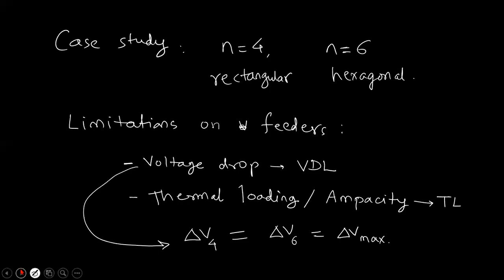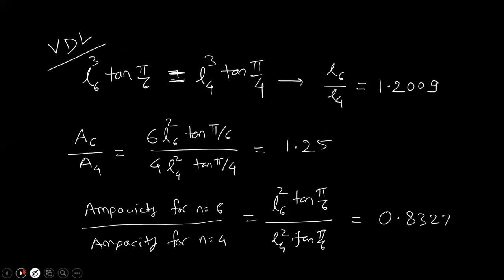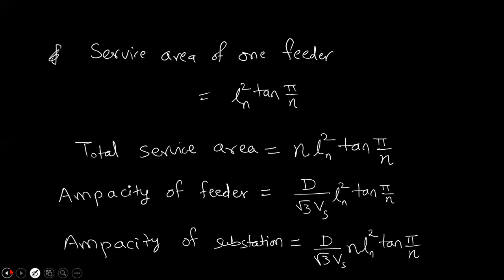Now, the thermally limited feeder. In this case, the thermal limit is the same as the ampacity limit of the feeder. The ampacity of the feeders has to be equal to its maximum loading capability. So what I'm saying is the ampacity of the feeder in both the cases of n equal to 6 and n equal to 4 has to be equal, that is, equal to the maximum current carrying capacity that we are planning for.